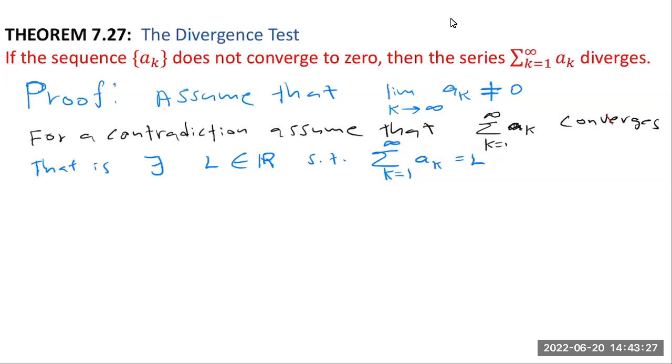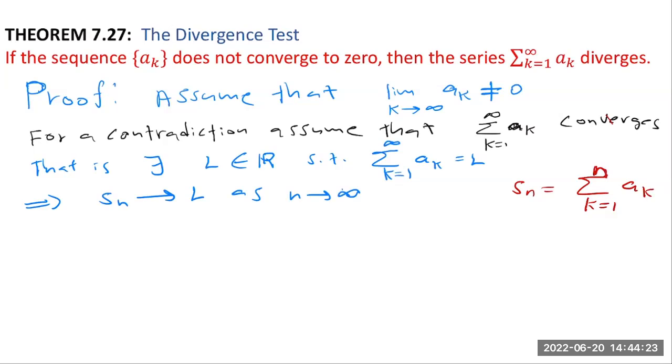Now, I'm going to consider the sequence of partial sums. We know that if this series converges, the sequence of partial sums also should converge to L, right? So this implies S_n, the sequence of partial sums, converges to L as n goes to infinity. If you want, you could use the indexing letter k as well, but let's use n. Let me recall for you the sequence of partial sums. S_n means the sum from k equals 1 not all the way up to infinity, just up to n, of a_k. That's what we mean by the sequence of partial sums, or nth partial sum. So we know that S_n approaches L as n goes to infinity.